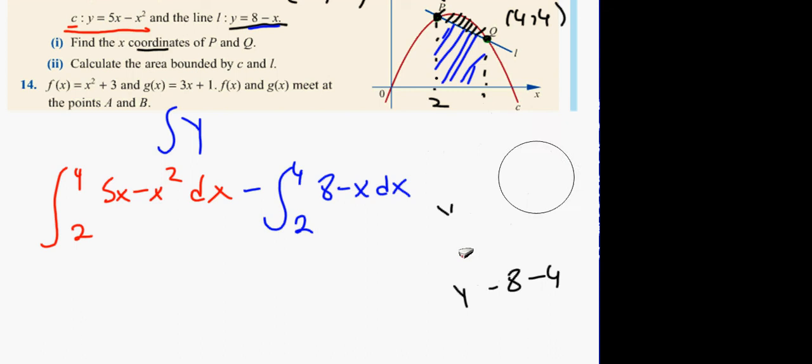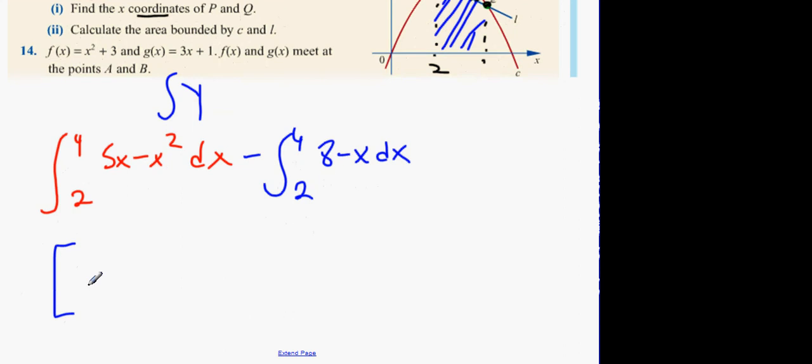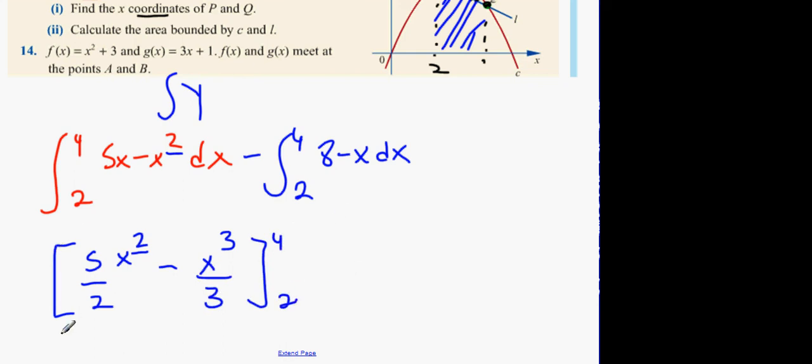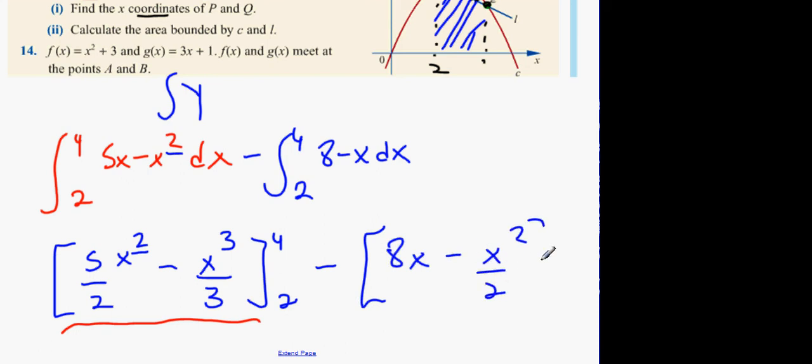Okay, now what you could do here is integrate. So when we integrate 5x, what does it turn into, anybody? It's going to be an x squared, isn't it? And then you need something to undo the new power, so it's 5 over 2. This one here is going to be an x cubed. You need something to undo the 3 on the bottom. Now, the blue area is going to be, when you integrate 8, 8x, and add 1 onto the power of this one, it's going to be minus x squared. We need to put over 2 to undo the power.